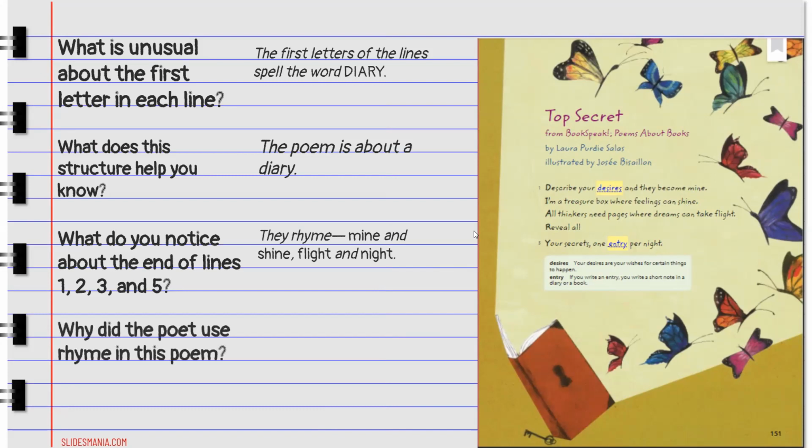All right. And our last question, why did the poet use rhyme in this poem? Well, poets use rhyme to make poems fun and pleasing to the ear. It ties the poem together. So when you go back and answer your question, all you have to write is the poet uses rhyme to make the poem fun, or you can write because it's pleasing to the ear.